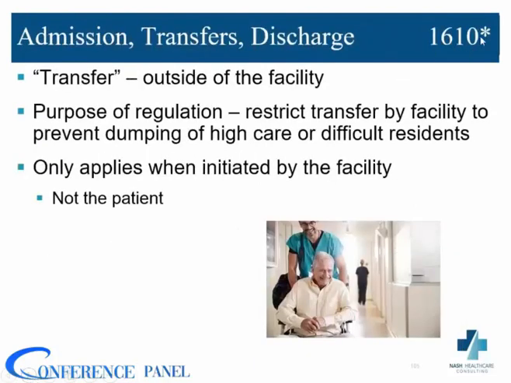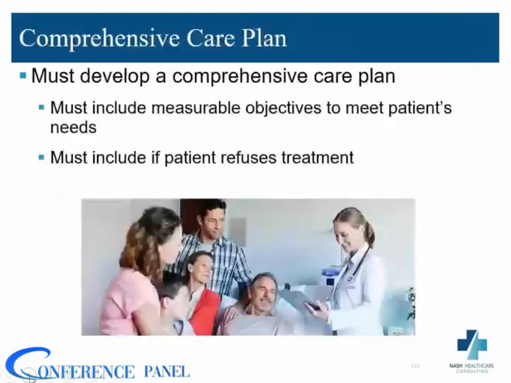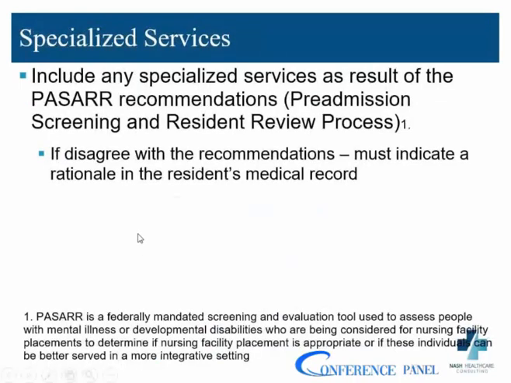Now we're going back to those critical access tags. This is under 1610. The purpose of this regulation is to restrict transfer by facility to prevent dumping of high care or difficult residents. So as I said, you must develop a comprehensive care plan. Any specialized services, if you do use a PASARR, and that's part of the federally mandated screening to assess people with mental illnesses, for nursing facility placements to determine if that facility is appropriate. You don't have to use this, but if you do use it and you disagree with the recommendations, you must indicate the rationale in the patient's medical record.